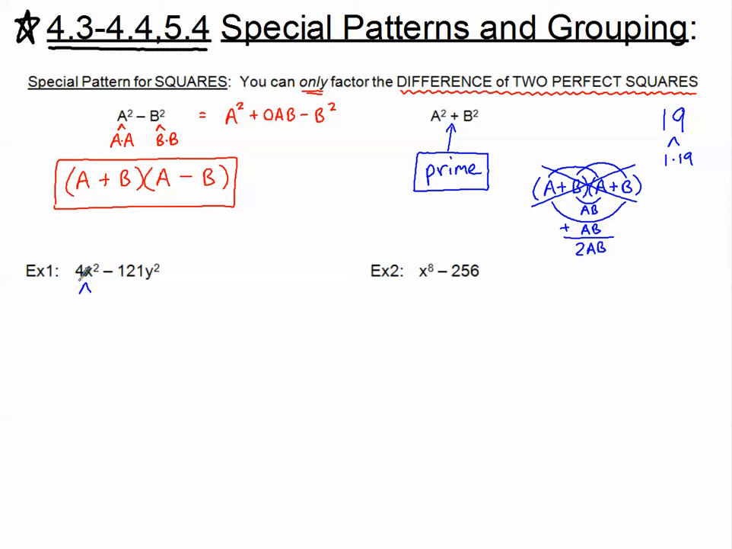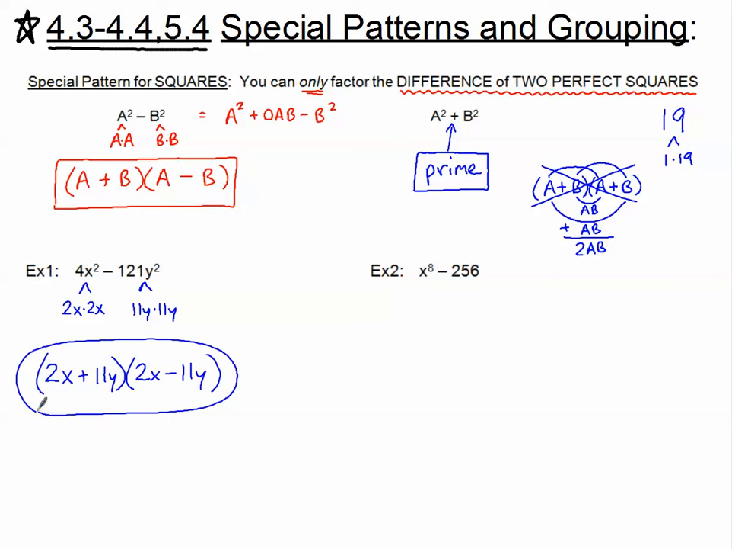I'm going to split apart 4x squared into 2x times 2x, the square roots. I'm going to take the square root of this, and that's 11y times 11y. I'm going to draw my two sets of parentheses. The 2x will go in the front. The 11y will go in the back. One will be positive, one will be negative. And I'm finished. That's your difference of two perfect squares.